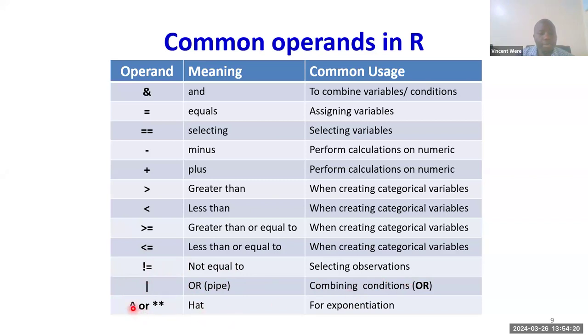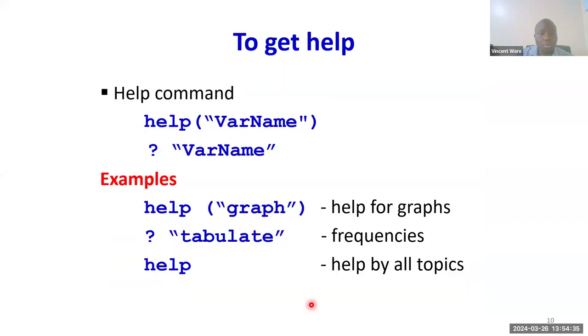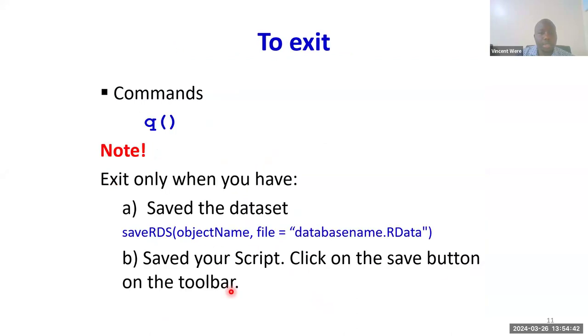And then this hat is an exponential, you say raised to power something. If you want to say 2 raised to power 3, we are going to do that. Say 1 raised to power 4, or you can use the double stars to do that. And we are going to do a few things on help and tabulations. And then when you want to quit R, you can write Q, and then you exit. I want us to come back to that.